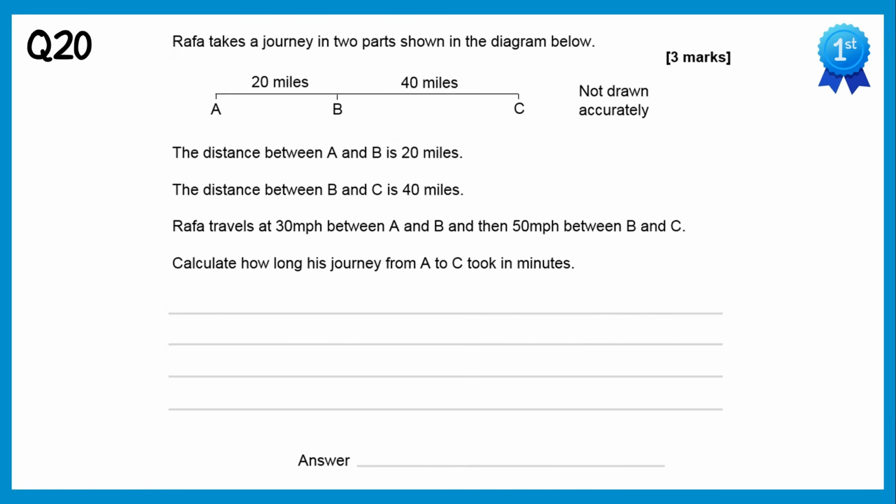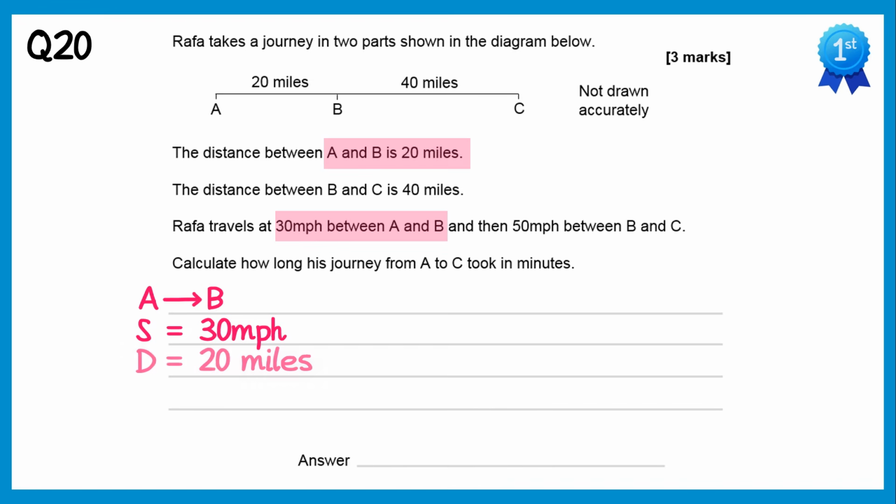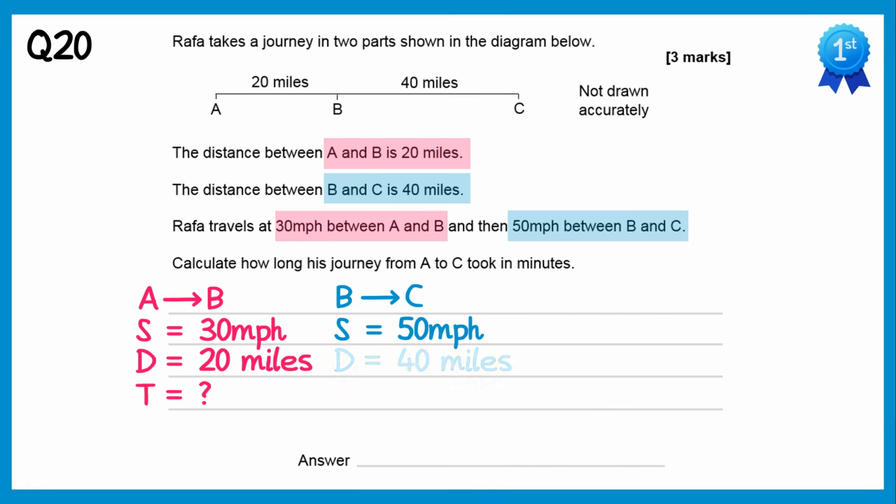For this question, we're going to write down everything we know about speed, distance, and time for each part of the journey. We'll start with A to B. From A to B, we're told that it's 30 miles an hour, so the speed is 30 miles an hour. We're told the distance is 20 miles, but we're not told the time. For B to C, we're told the speed is 50 miles an hour, we're told the distance is 40 miles, again we're not told the time.